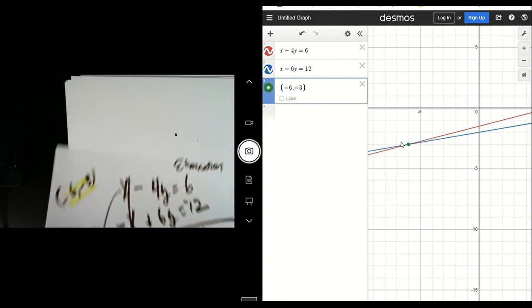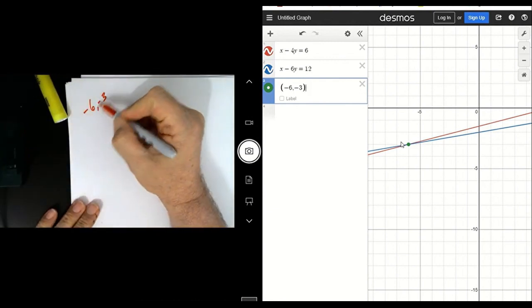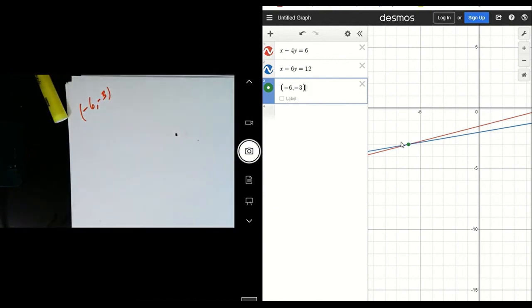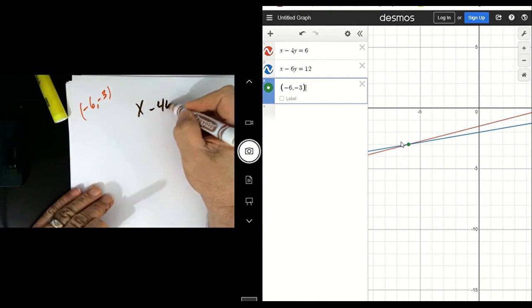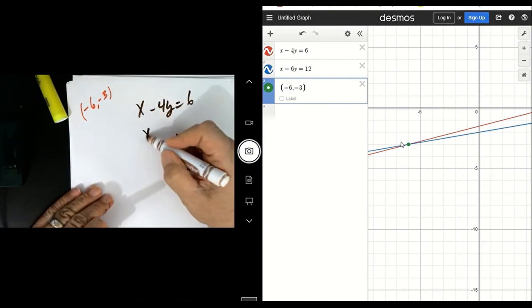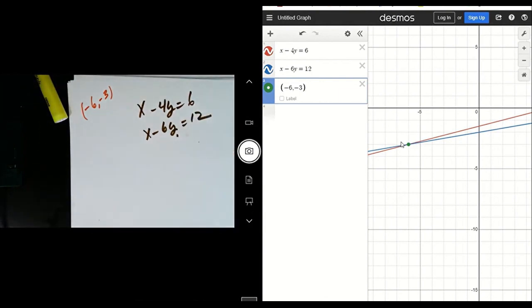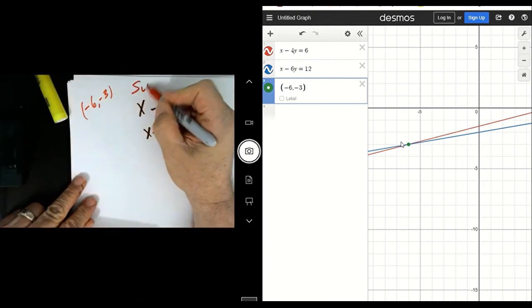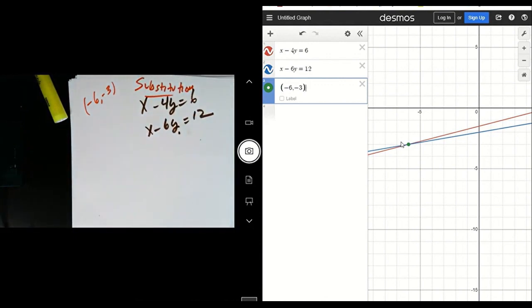All right, so now we're going to take that same problem. Rewrite it again. We already know the answers. What was it? It was negative 6, negative 3. Here we go. Negative 6, negative 3, x and y. Okay, there's our answer. All right, and I'm going to rewrite it again. X minus 4y equals 6, and x minus 6y equals 12. Okay, so in this case, I'm going to use what we call substitution. Let me write it. So we're going to do substitution.